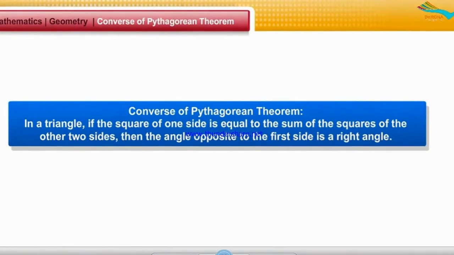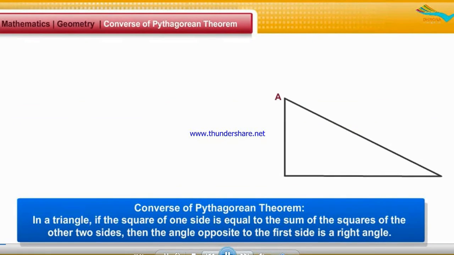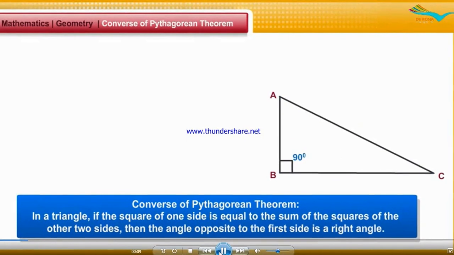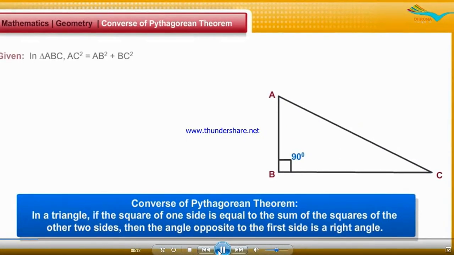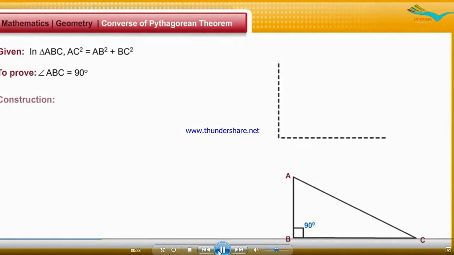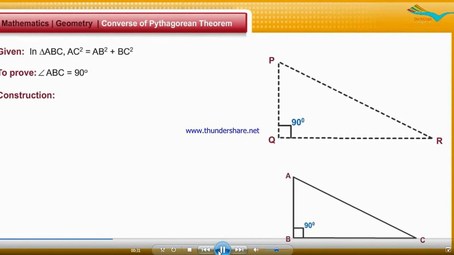In a triangle, if the square of hypotenuse is equal to the sum of the squares of the other two sides, then the angle opposite to the hypotenuse is right angle. Given that in triangle ABC, square of the hypotenuse AC is equal to the sum of the squares of AB and BC, we need to prove angle B equal to 90 degrees. We construct a triangle PQR in such a way that PQ is equal to AB, QR is equal to BC, and angle Q is right angle.